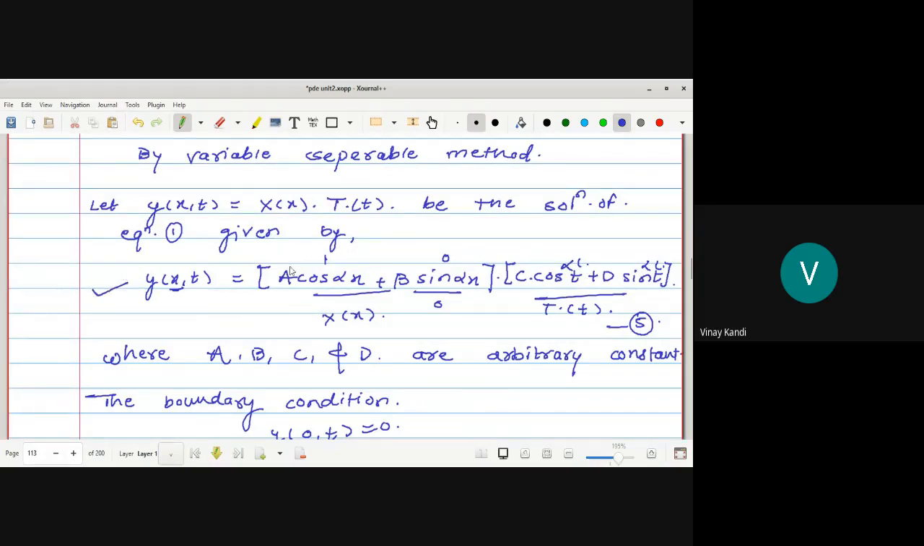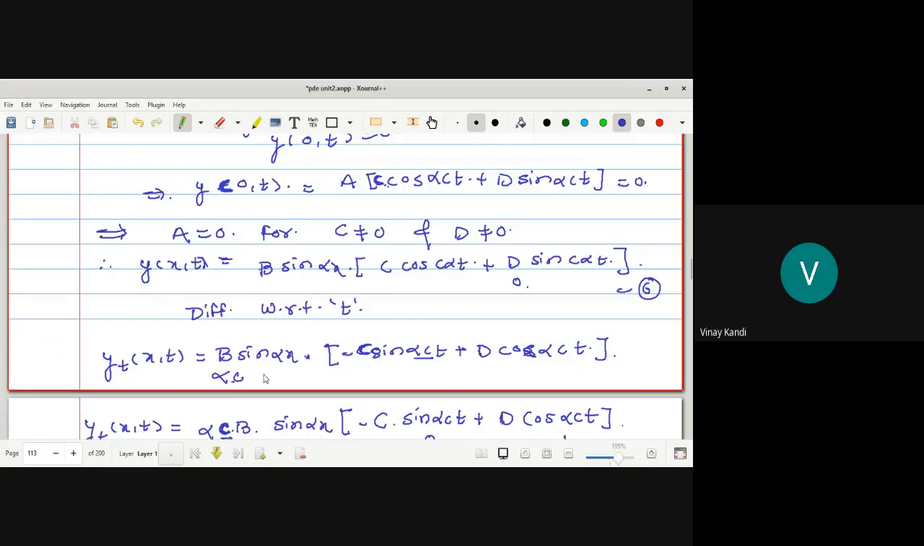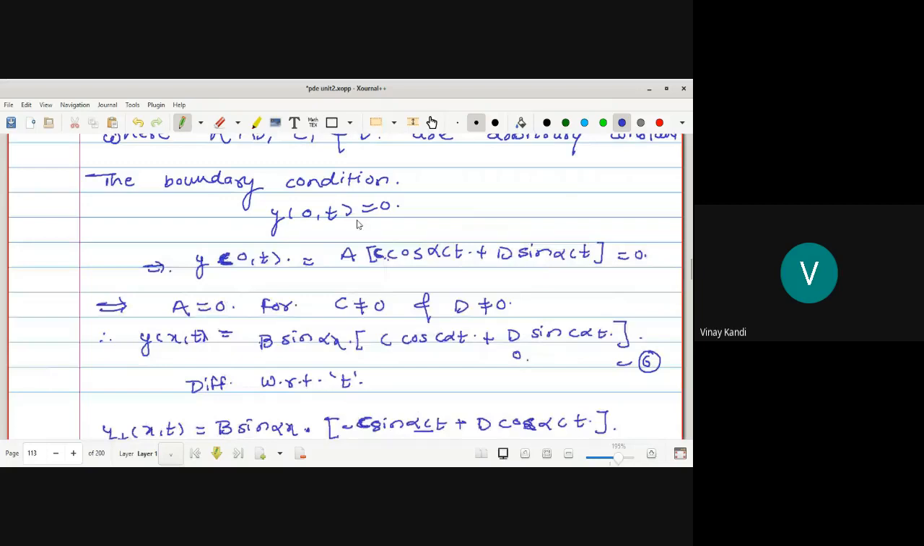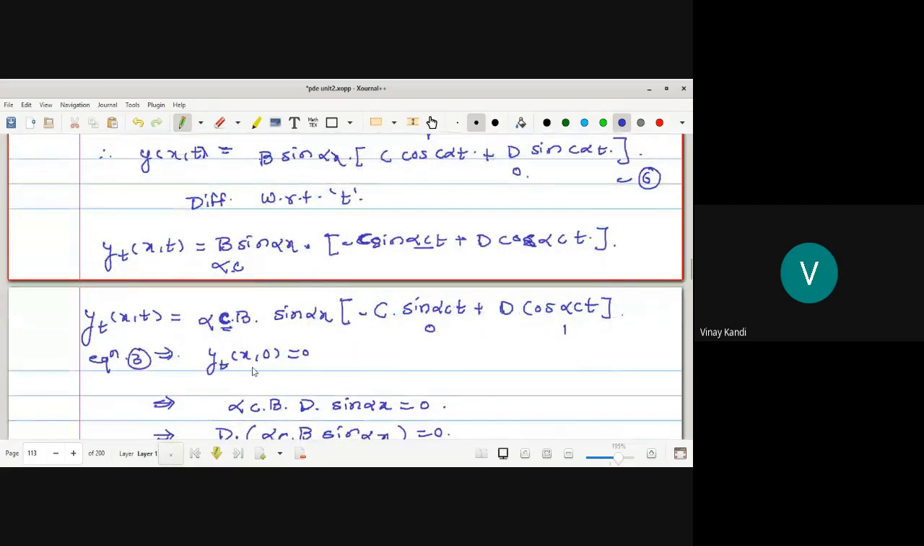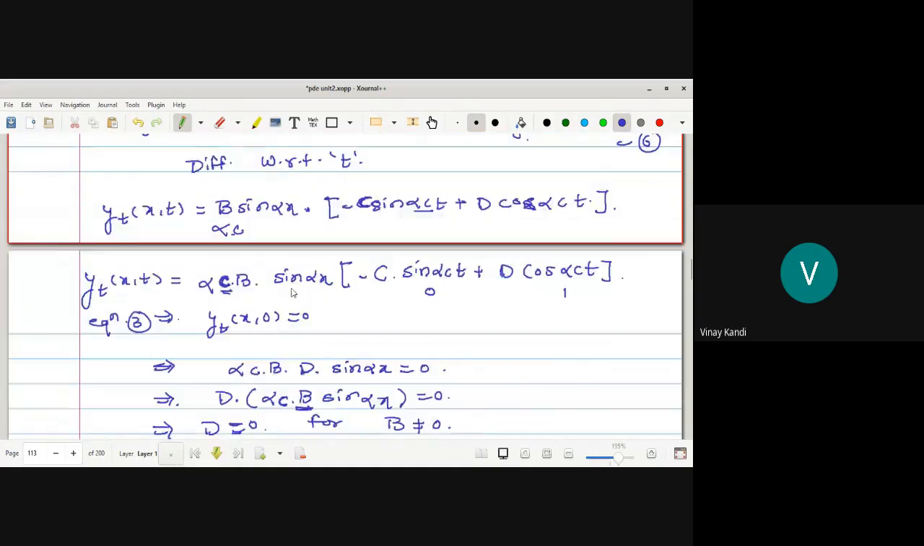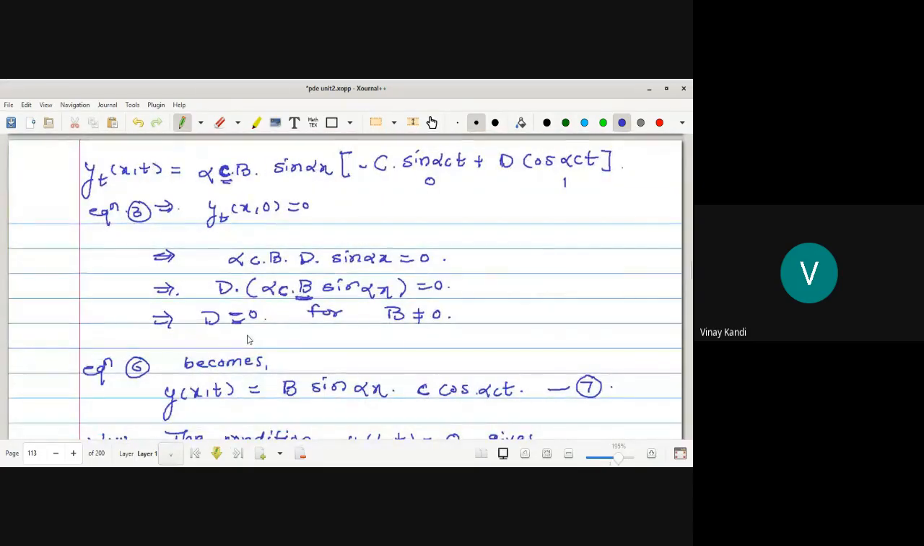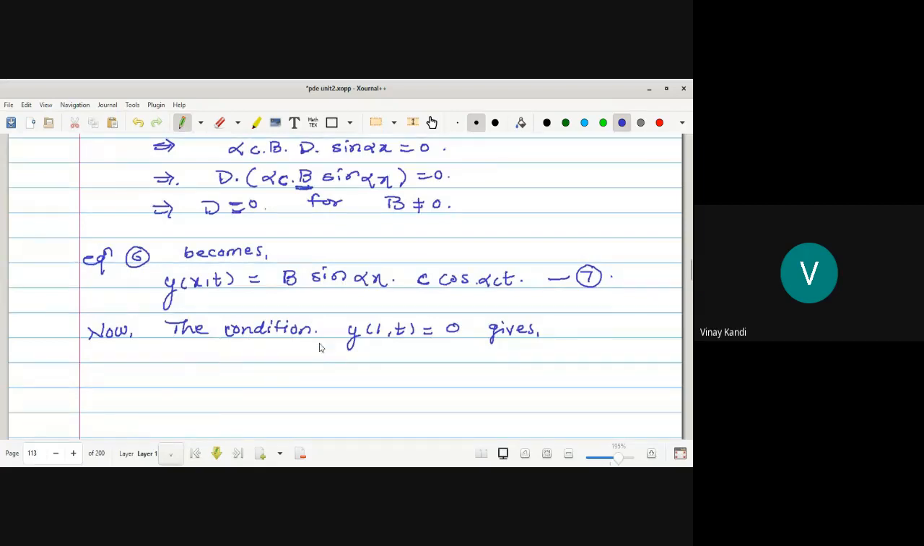Okay, so we have to calculate the value of a, b, c, d using initial and boundary conditions. We found the values of the arbitrary constants by using the initial condition and boundary condition. We used two conditions: y of 0 t is equal to 0 and y_t of x 0 is equal to 0. From this we got a is equal to 0 and d is equal to 0. Okay, we have two more conditions. The condition y of 1 t is equal to 0 gives... now you have the solution.